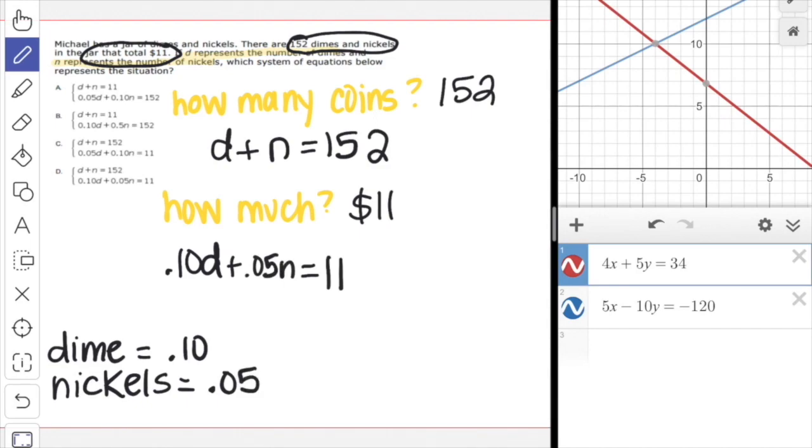So dimes plus nickels is going to be 152. So we're going to get rid of A and B because they mixed up their how much and their how many equation. So they did dimes plus nickels is $11, but that's not what we wanted. We wanted dimes plus nickels is going to give me 152 coins. All right, and then of course they mixed up the value for dimes and nickels for C and D. So we're going to say the correct answer here is D.